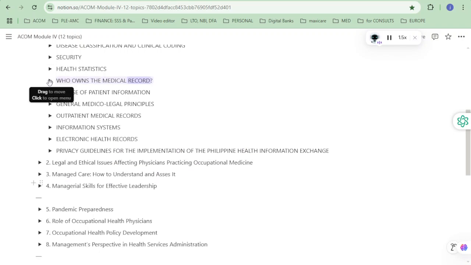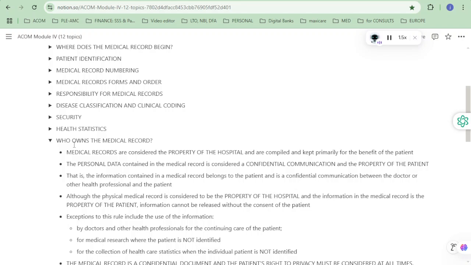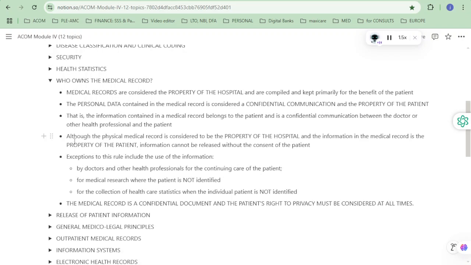Who owns the medical record? Medical records are considered the property of the hospital and are compiled and kept primarily for the benefit of the patient. The personal data contained in the medical record is considered a confidential communication and the property of the patient. That is, the information contained in a medical record belongs to the patient and is a confidential communication between the doctor or other health professional and the patient.